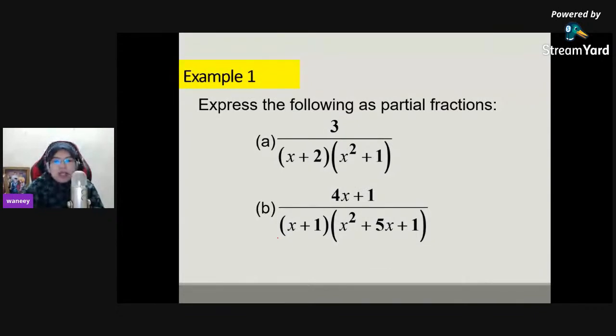Okay, so now let us see this one, x plus 2. So this is a linear. X squared plus 1, you can actually check using your calculator, or you should be able to guess that this is actually a quadratic that cannot be factorized. So every time you have a quadratic, do make sure whether can you factorize them or not.